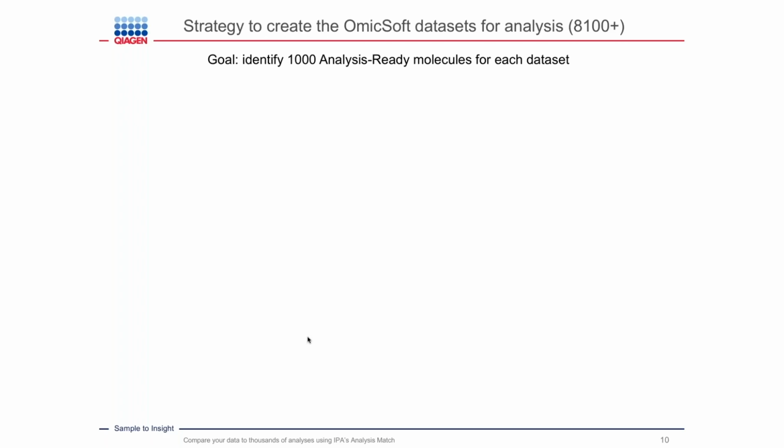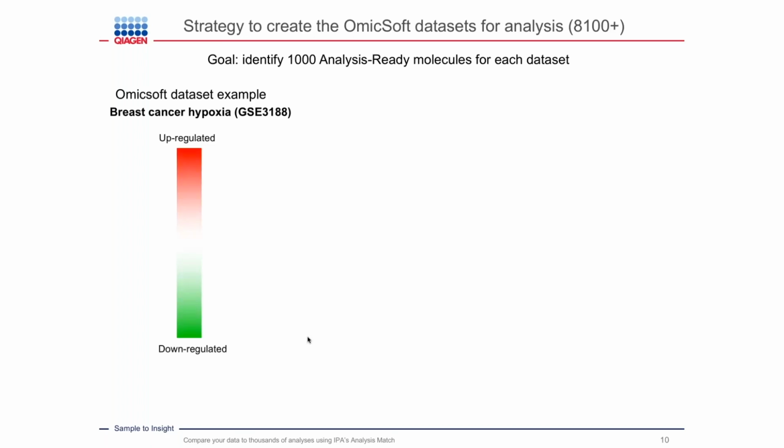So I'm going to illustrate this process by which we identify the most significant genes using an example from our OmicSoft dataset. And this was from a study that examined the response of breast cancer cells to hypoxia. And here's just a little cartoon of a gradient that represents the entire data set. So the green represents varying levels of downregulated genes, and the red represents upregulated genes. This study in particular used an Affymetrix array that had over 54,000 probes.